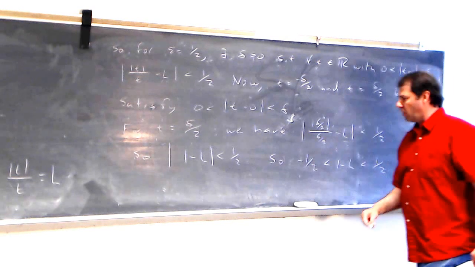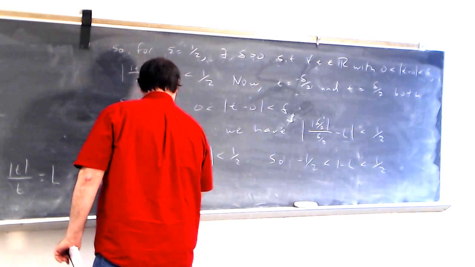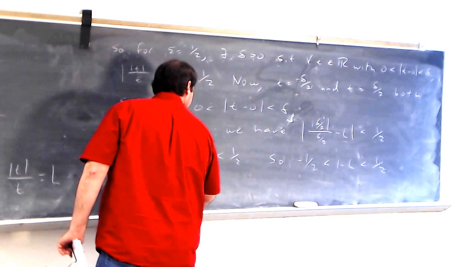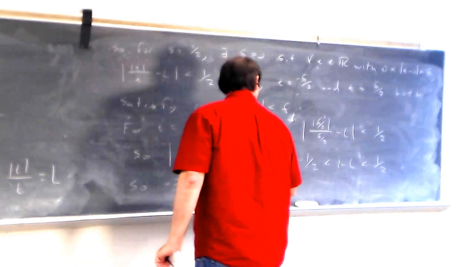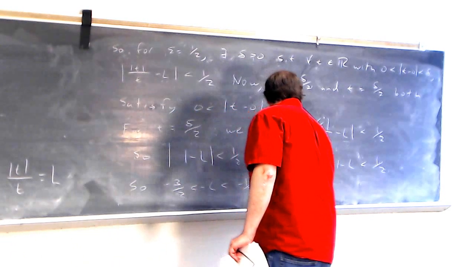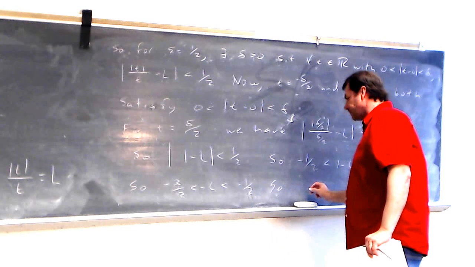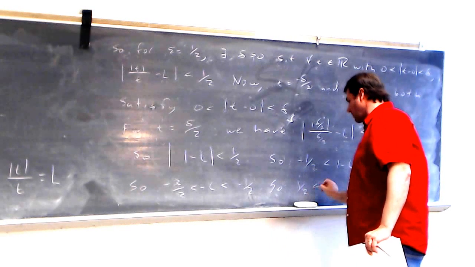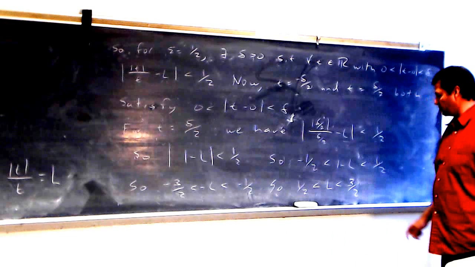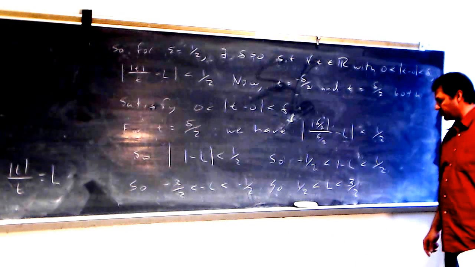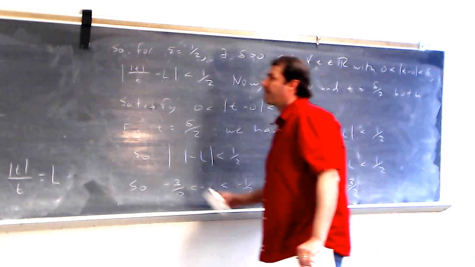Working our way to solve for L, if I subtract 1/2 from both sides, minus 3/2 is less than minus L, which is less than minus 1/2. Subtract 1 from both sides. Multiplying by minus 1 and switching the direction of the inequality, that says that 1/2 is going to be less than L, which is going to be less than 3/2. And that's great.